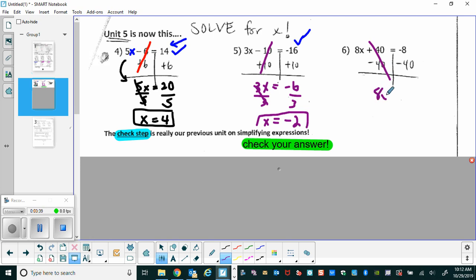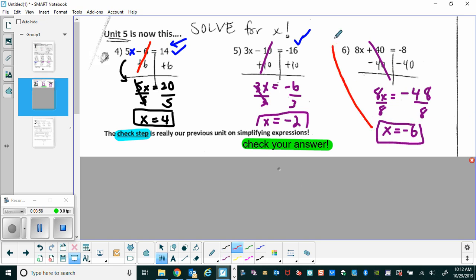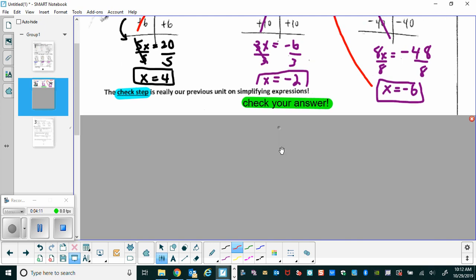And now I've got the 8x, and 8 negatives and 40 negatives is a negative 48 on this side. All right, so now we're going to divide both sides by the 8, and x here will equal negative 6. We already know that should be the case because of page 3, but let's just check real quick by plugging it in right here. So we've got 8 times negative 6 is negative 48, and negative 48 plus 40 is in fact our negative 8. We're good to go. That checks out right there. Okay? All right.